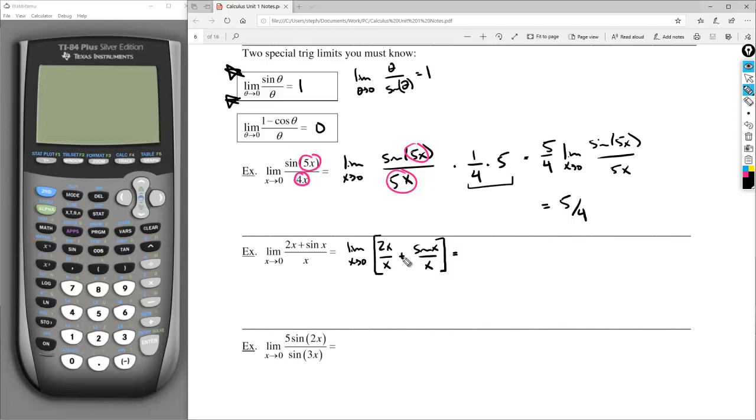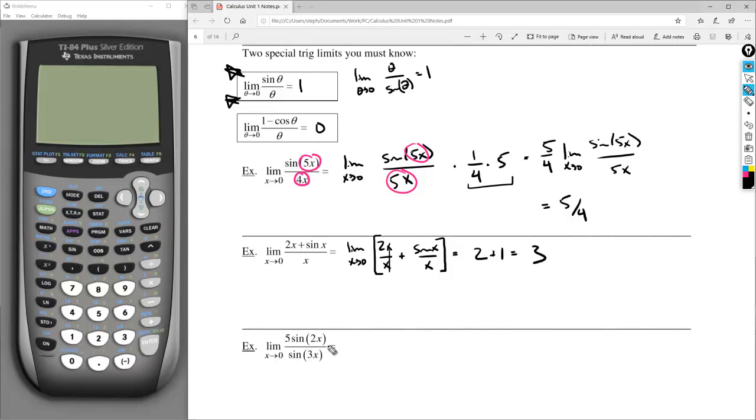Okay. So I see I have 2x over x, so the x's will cancel. So I'll just have 2 here. And the limit as x approaches 0 of sine of x over x is 1. So my final answer is 3.